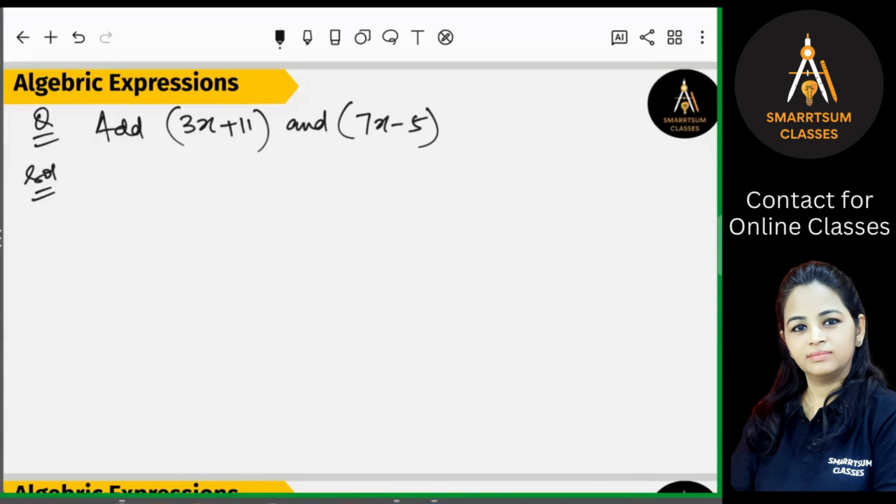Now look at this question. We have to add 3x plus 11 and 7x minus 5. These are the two algebraic expressions given here, both binomial expressions, and now we have to add them. There are two methods of adding algebraic expressions. One is the column method.